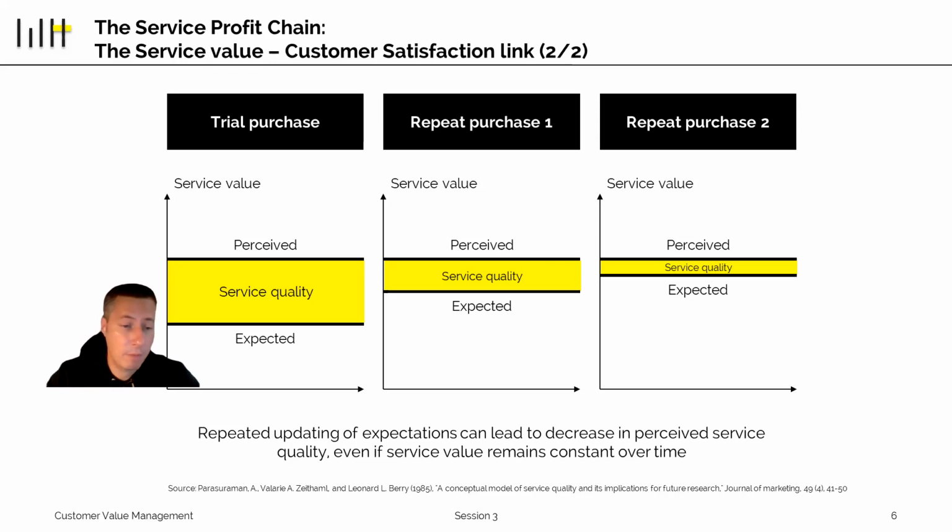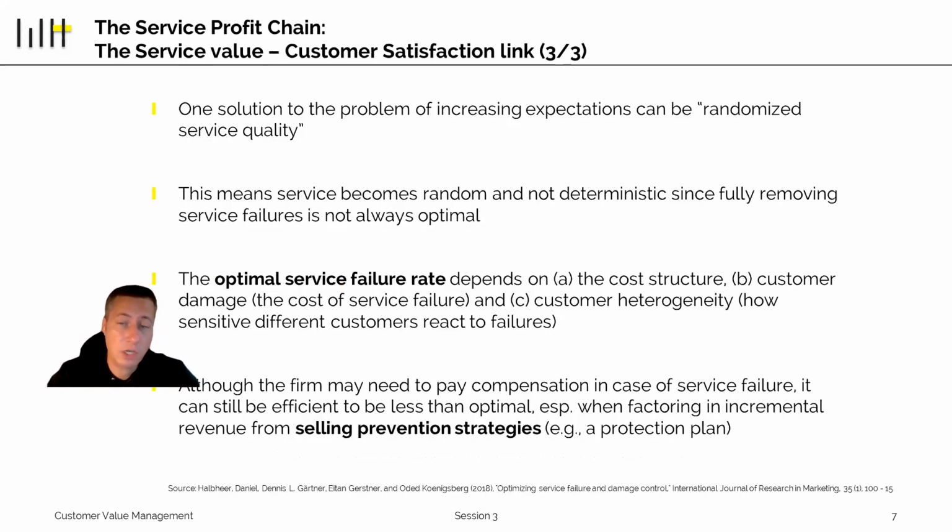And companies have come up with several different ways of actually fighting against this constant increase in expectations. One of them is randomized service quality. And there's a nice article about this. I put this also into the supplementary readings. And this means that occasionally you fail. Take Uber as an example.